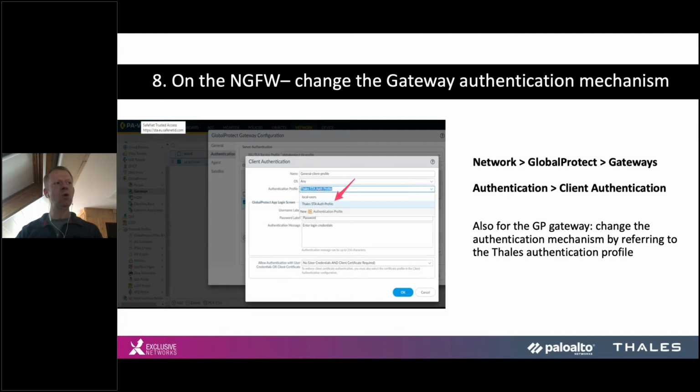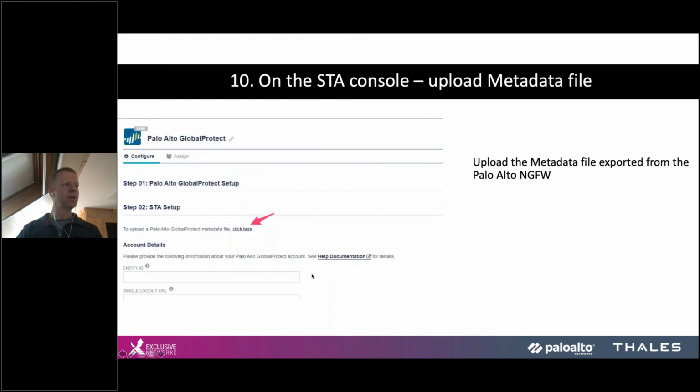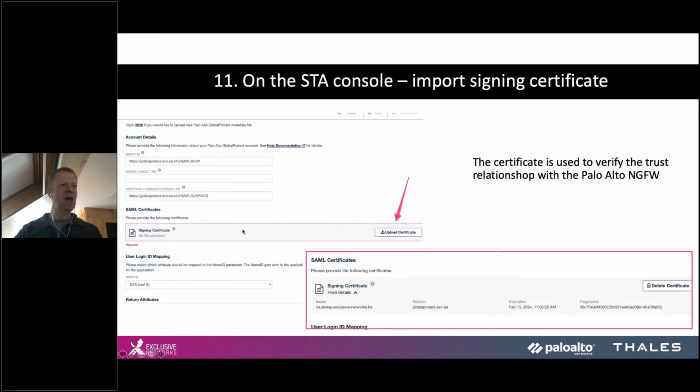Now we can go back to STA, to SafeNet Trusted Access, and we click on next. First thing we need to do is upload the metadata file we downloaded from the Palo Alto Networks firewall. So quite easy. And we also upload the certificate we downloaded from the Palo Alto node. This is the CA certificate.